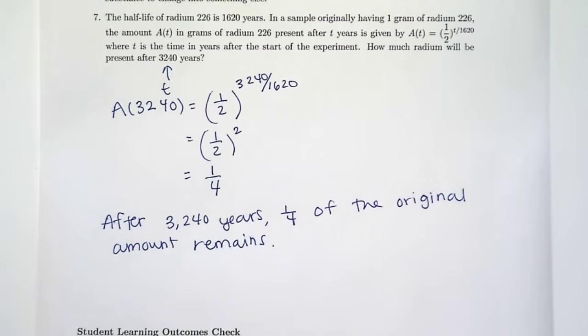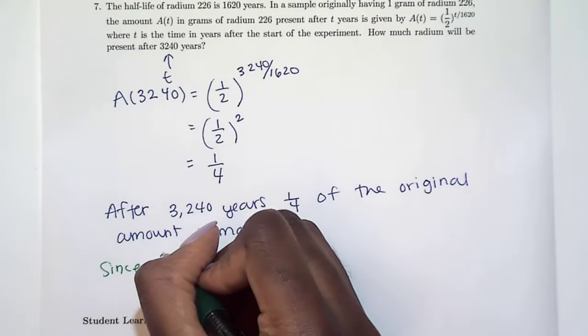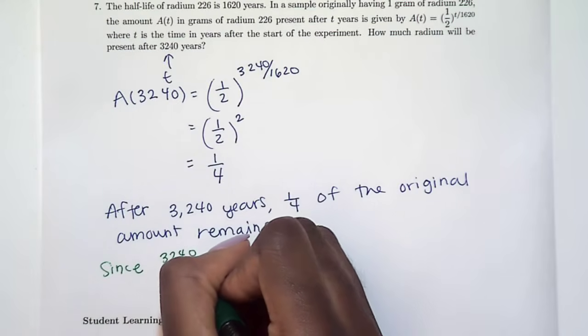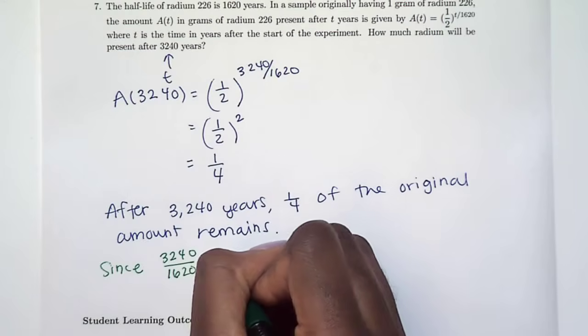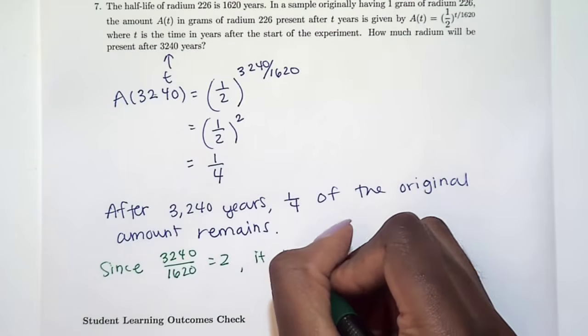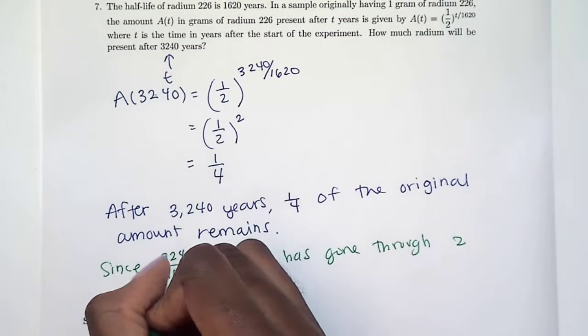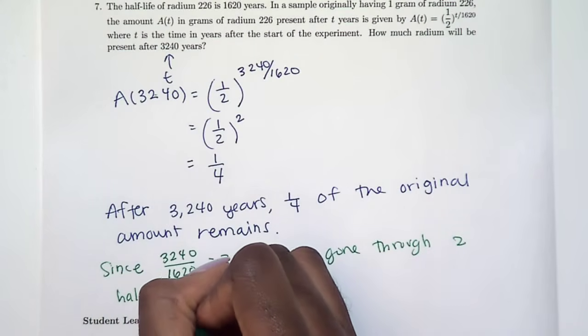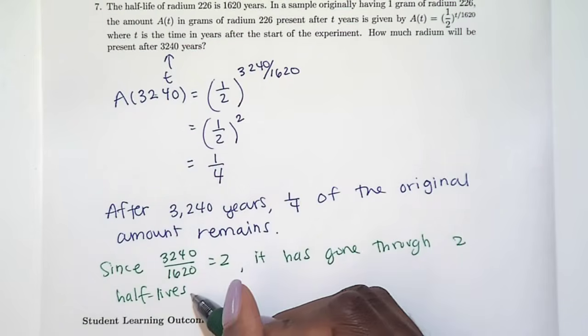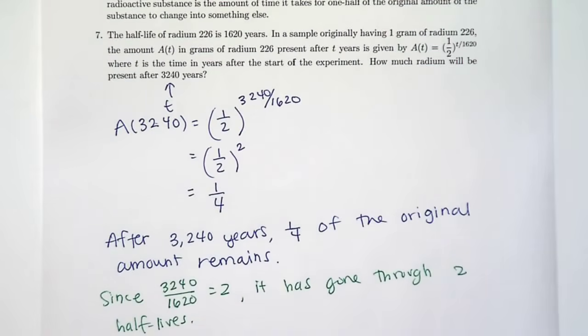All right, so if you know a little something about half-lives, we can see that it's gone through 2 half-lives. So I won't test you on what half-life means right now, but since 3,240 divided by 1620 is 2, we can say that at this time it has gone through 2 half-lives. So it's split in half twice. All right, so the main thing I want you to do is just be able to plug something into an exponential function and get an answer.